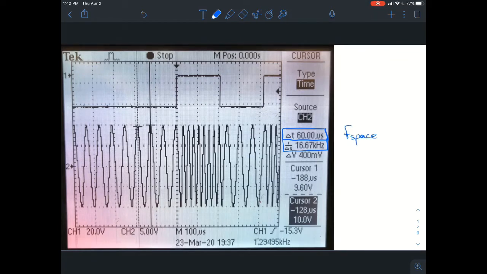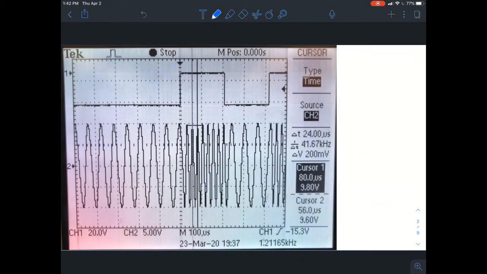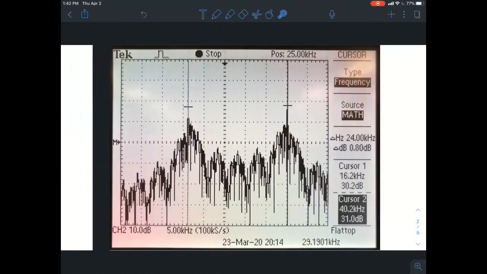And on the next slide, we will have our mark frequency. Similar thing here, we have our information for F mark. Again, we have from one peak to the next peak, so we just have one cycle there, which is our period. Now this moves over into the frequency domain.